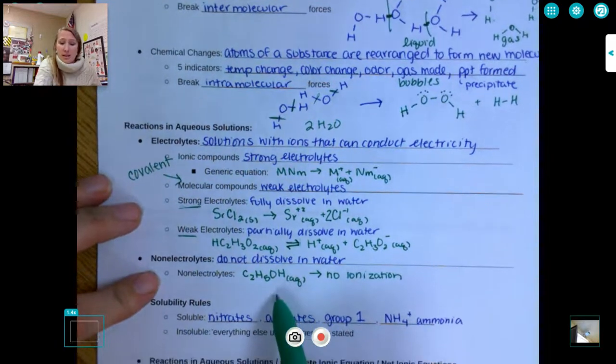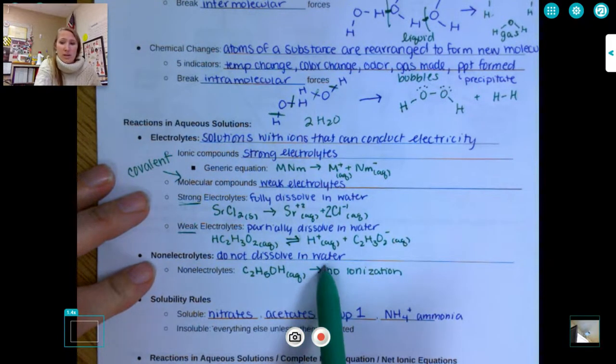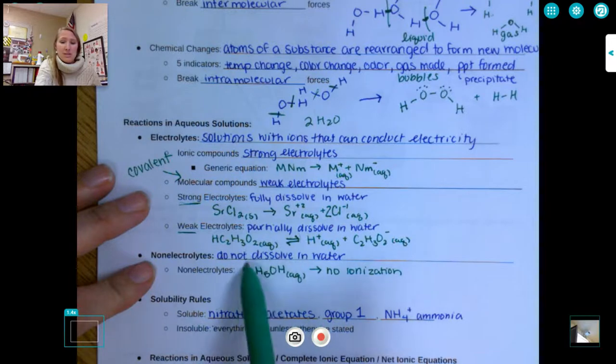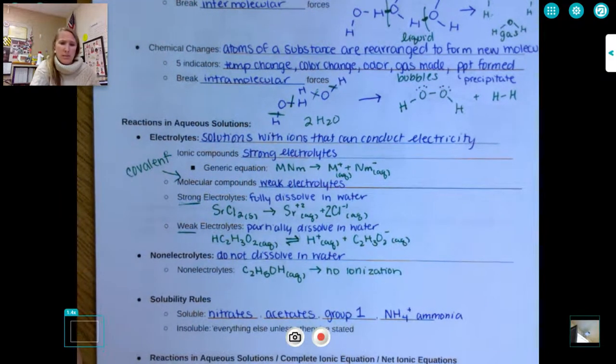Then we have things that are non-electrolytes, which are just things that don't ever dissolve in water. They just completely stay by themselves. And so we show that with an arrow and say no ionization. It's just going to stay as a molecule all together. It's not going to break apart. So things like sugar would do this. They don't ionize at all. They just stay as one molecule together.